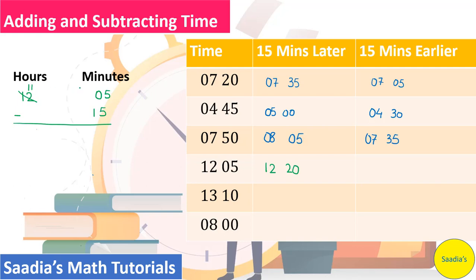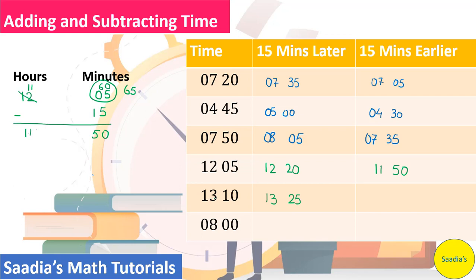And when we borrow 1 hour, we get 60 minutes here. Add these two first. 60 and 5 is 65. So 65 minus 15 is 5 minus 5 is 0. 6 minus 1 is 5. And 11. So 11 hours and 50 minutes. The next is 12 hours and 10 minutes. What will be the time 15 minutes later? It would be 13 hours and 25 minutes.